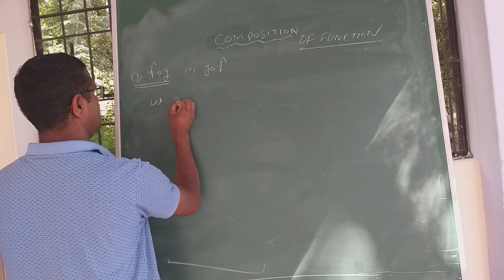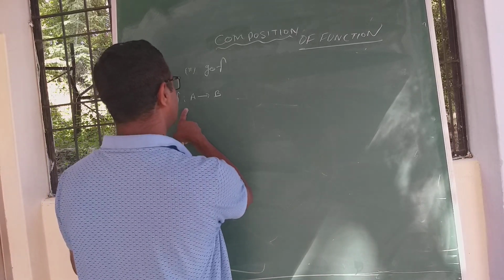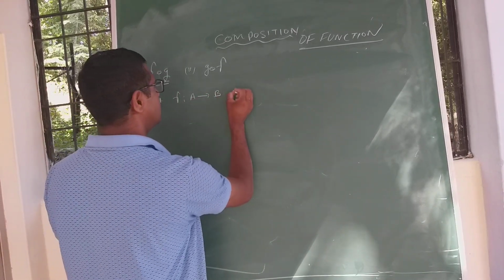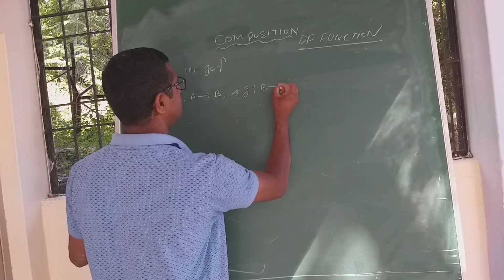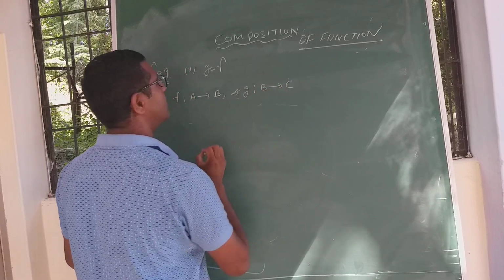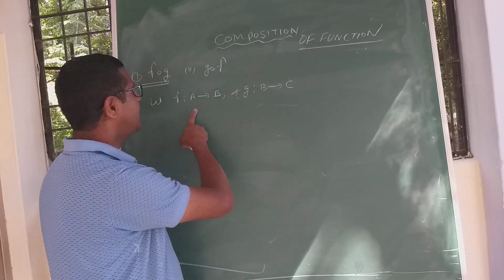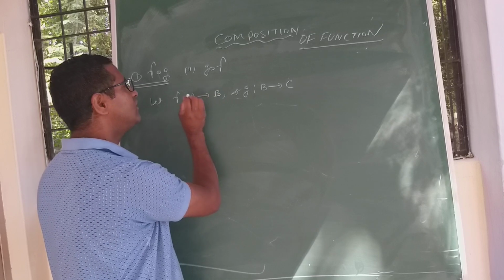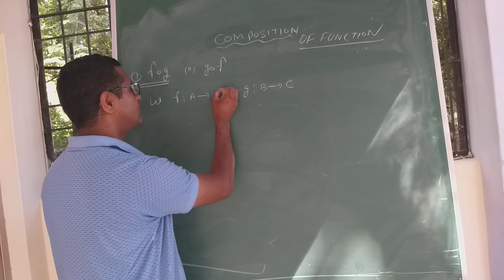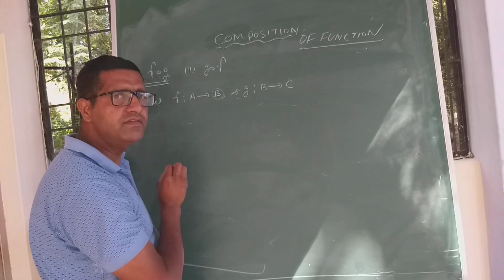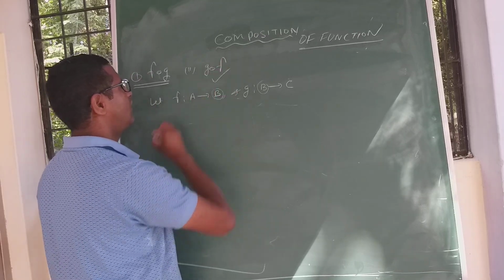Let F be a function defined from A to B, and G a function defined from B to C, right? You must understand that for defining G o F and F o G, the codomain of the first function must equal the domain of the second function. This is for G o F, right?